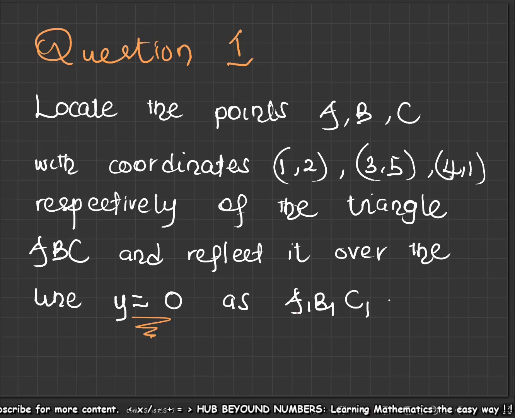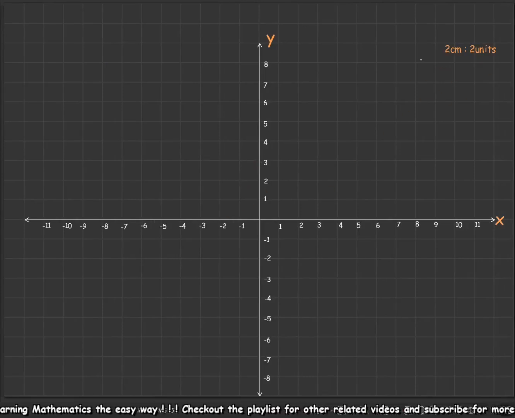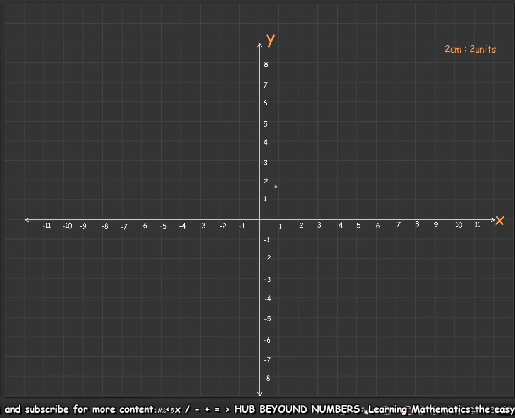So first of all, let's locate our points. A is 1, 2, B is 3, 5, and then C is 4, 1. So this is my graph sheet here, and my unit is 2 centimeters to 1 unit. I've labeled my y-axis and then my x-axis. Now what I'm going to do is plot out my points. A was 1, 2. So on x-axis I look for 1, on y-axis I look for 2, and then this here is going to be my point.